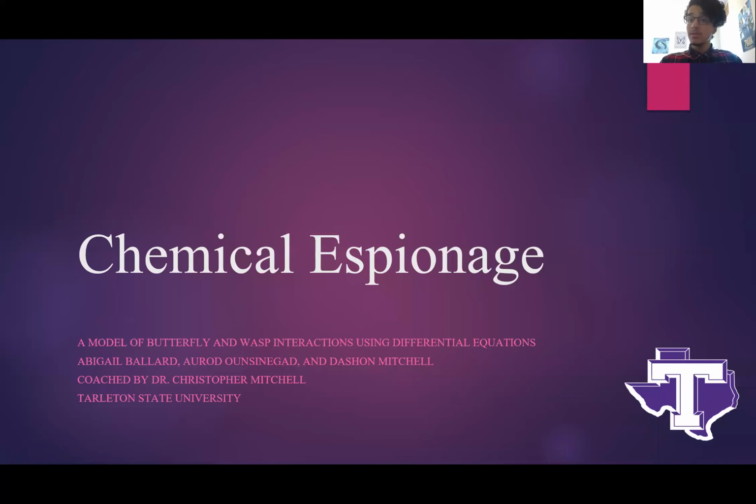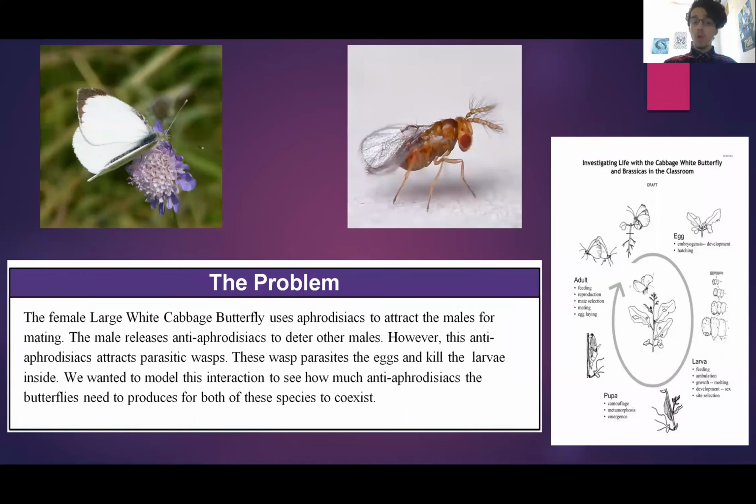Hi, my name is Ounsinegad, and today we're going to be talking about the large white cabbage butterfly and parasitic wasps. To begin, the female large white cabbage butterfly releases an aphrodisiac into the environment around her in order to attract other male butterflies to come begin the reproduction phase.